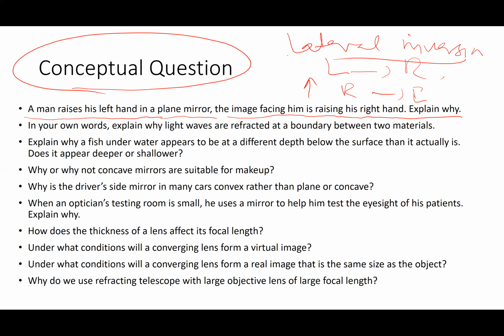In your own words, explain why light waves are reflected at the boundary between two materials. Home assignment: explain why a fish underwater appears to be at a different depth below the surface than it actually is. Does it appear deeper or shallower?